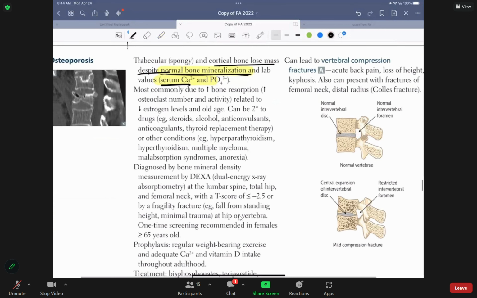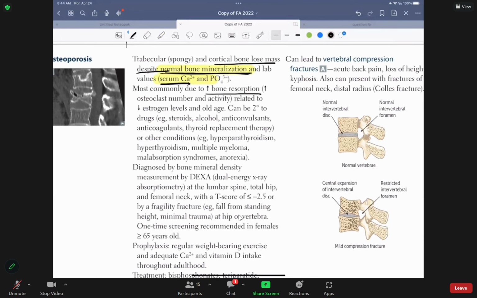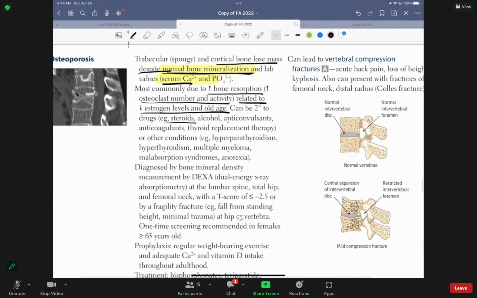Now, most commonly it is due to increased bone resorption, osteoclast number and activity, related to decreased estrogen level and old age. That's a key here. We just talked about it. Some medication can also do that, like a steroid. Basically, your bone is becoming weak. That's all it is. Okay.